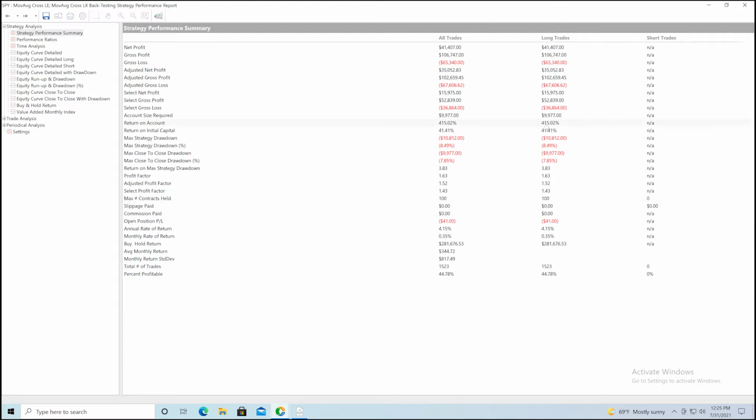So it performed, return on account was 415%. So you beat the S&P buy and hold basically by 100%. Max drawdown is, let's call that 11,000. We've seen drawdowns on most of the other strategies that we've tested around 12,000. So that's not bad. 1,000 less is better. And actually this is maybe our best.